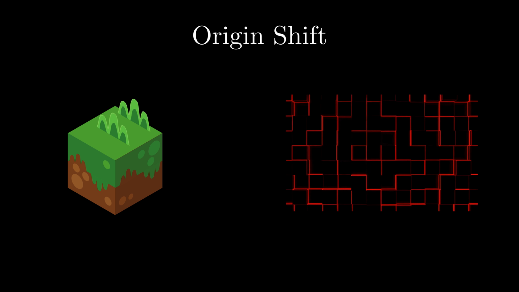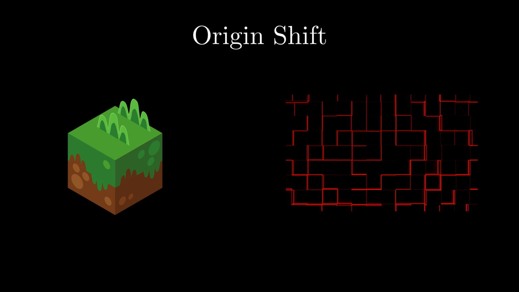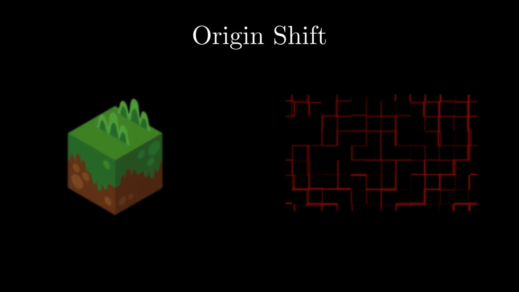Now, let's move on to the origin shift algorithm. This algorithm, invented by a Minecraft player, helps us generate mazes that continuously change while ensuring they remain perfect. The origin shift algorithm starts with a perfect maze. Here, arrows represent open paths and lines represent walls.